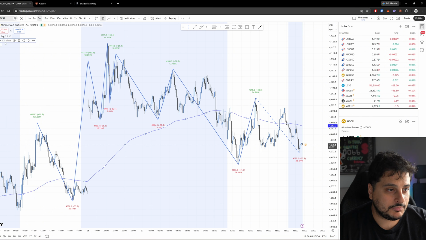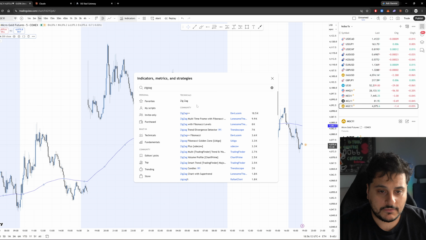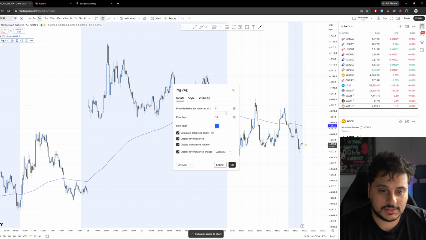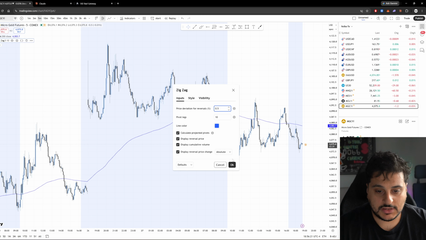Once you have that set up, you're going to next add the zigzag indicator. To do that, you simply want to go to indicators, type in zigzag. It's going to be that first one that you see right over here by TradingView, and you're going to go ahead and go into the settings. You're going to change from 5 to 0.5 because we're scalping.